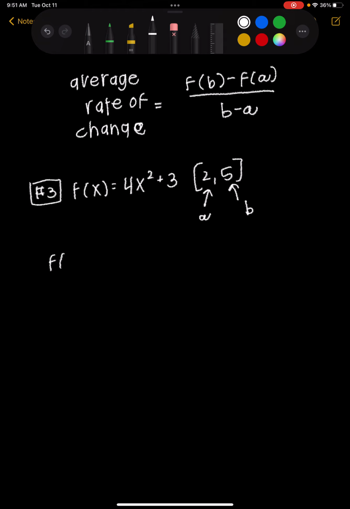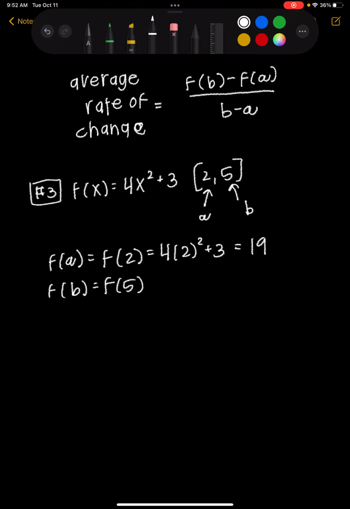So F of A is the same thing as saying F of 2, which is the same thing as saying 4 times 2 squared plus 3, which is equal to 19. You can just plug that into a calculator. And F of B is equal to F of 5, which is equal to 4 times 5 squared plus 3, which is equal to 103.